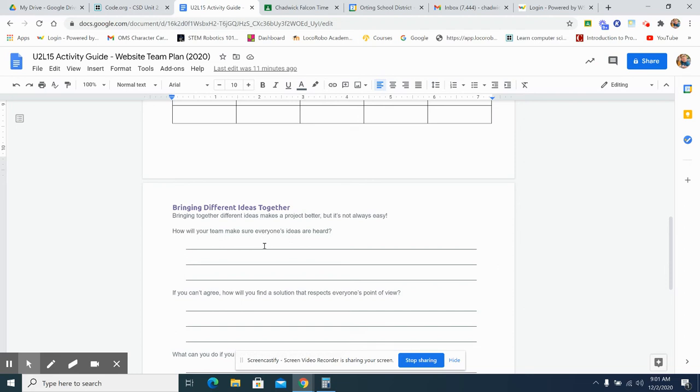Okay, this is where you norm. You're creating norms, which are basically just how you're going to communicate. So how you're going to make sure everyone gets heard. Okay, you can't leave anybody out. You want to make sure that everyone has their ideas expressed and heard. If you can't agree, how are you going to find a solution? How are you going to compromise and bring your ideas together?